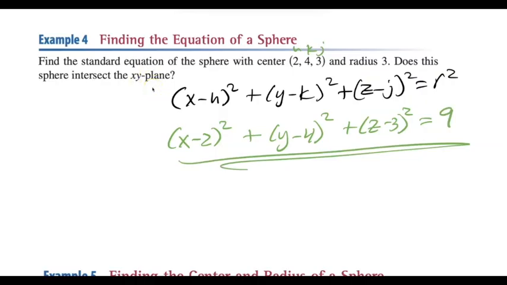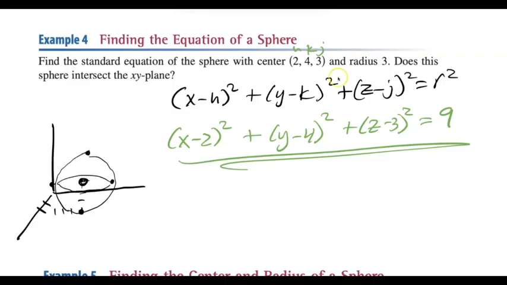Well, we could figure it out logically, but we can also do this. If we wanted to graph it just real quick, it would be at 2, 4, and 3. 2 this way, and then 4, and then 3 up. Now, my radius is 3. We're just going to go 3 down, 3 right, 3 up, 3 left, and get a sphere. Now, it is 3-dimensional. It's going to look like this, 3-dimensional.